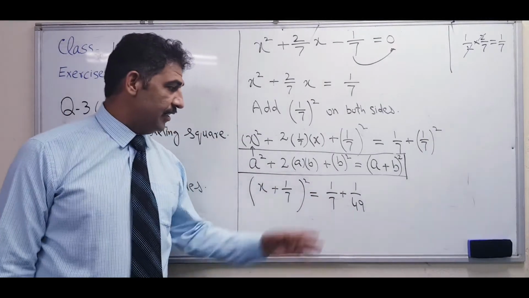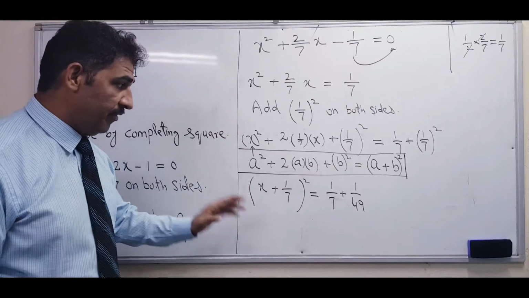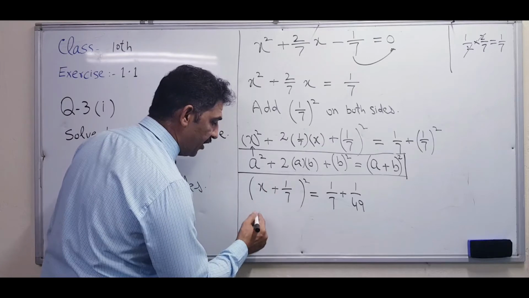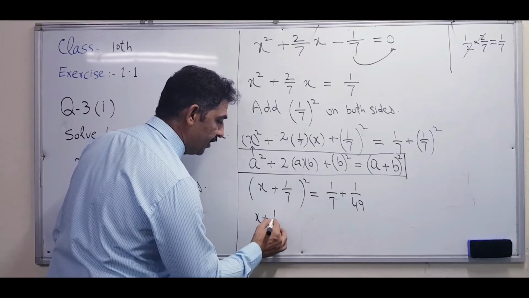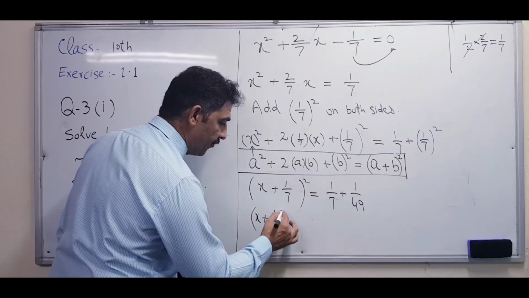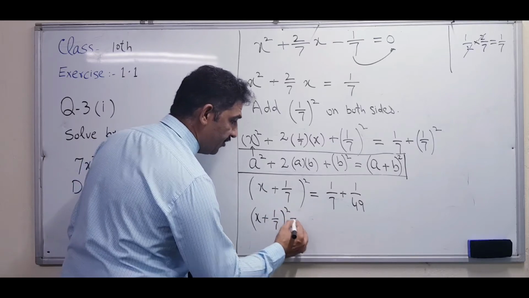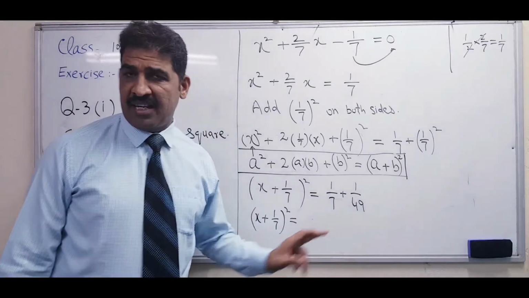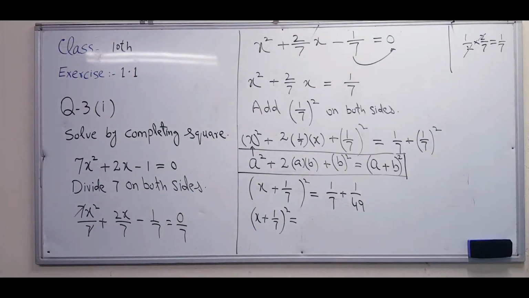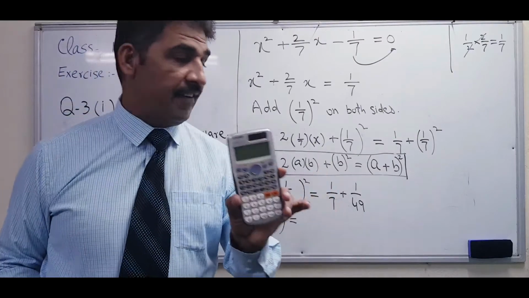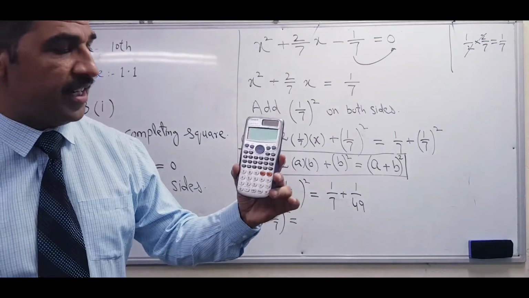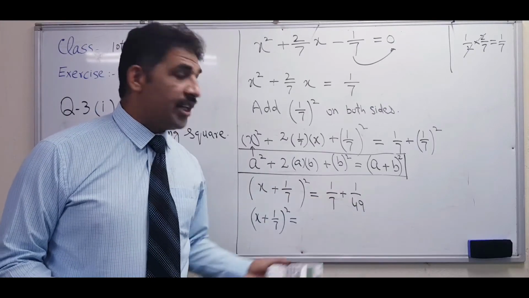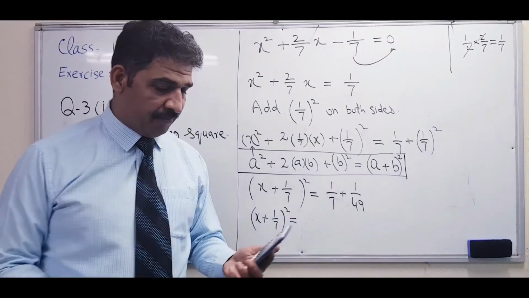Then after that we will solve. Then we have to cancel its square. What should we do to cancel a square? First I will write x plus 1 over 7 whole square is equal to. Here you can use the calculator, which I showed you before. With the help of this calculator, you can solve the fraction directly. Like 7 sevens are 49, 7 plus 1, 8 over 49. That is the answer. So we will check that with the help of this calculator.